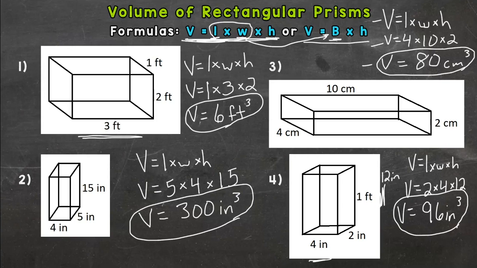So there you have it. There is how you find the volume of rectangular prisms. Your formula, length times width times height, or again, you may see the area of the base times height sometimes. Both are basically the same thing.